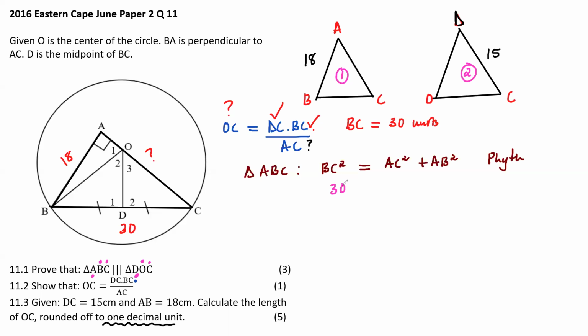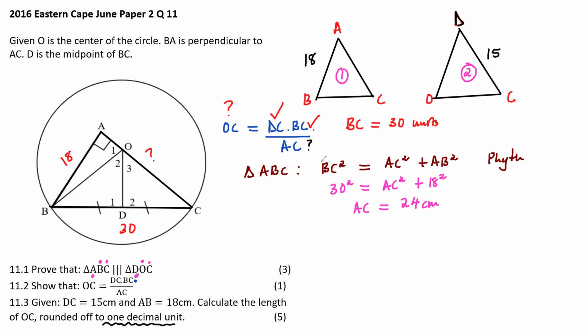BC is 30. AC, don't know. AB is 18, that's 18 squared. Can I please have AC? I'm looking for AC. I'm getting AC as 24. Do you get 24? After square rooting, I get AC as 24. Thank you. So it's 24 centimeters.